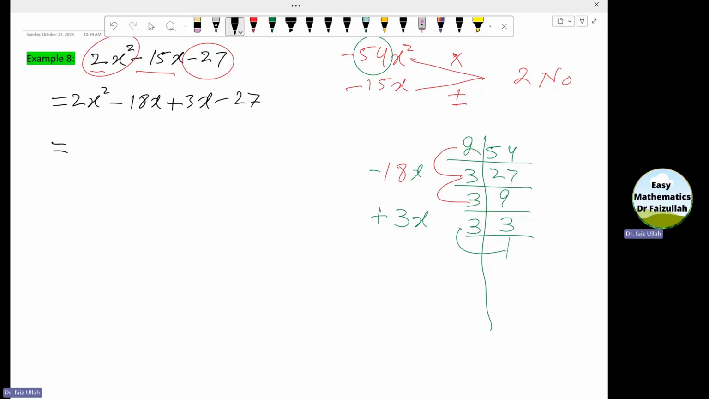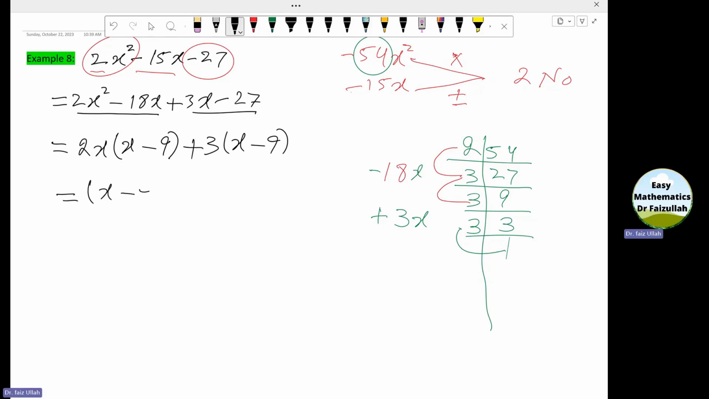Now let us take common from the first two terms. The common term is 2 and x. So taking 2x as common, we have x minus 9, since 2 nines are 18, and x is common. In the last two terms, 3 is common. So we have x and minus 3 times 9, and 9 threes are 27. And now we can see x minus 9 is common. So we have 2x plus 3. And that is the required factorization of the given expression.